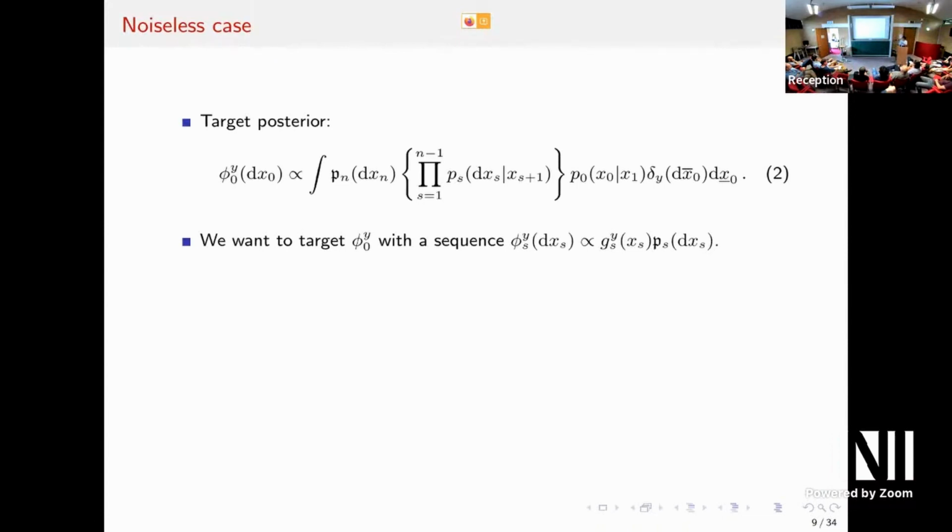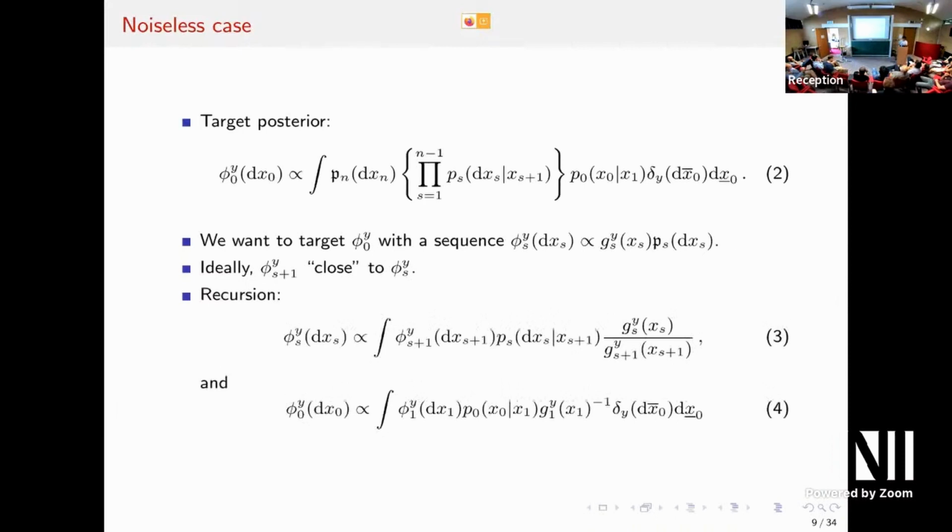Of course, when you add this kind of function, you have some bias. So a way to solve this problem and really get to phi0 is by doing the following recursion. You start with one approximation, you propagate through the backward kernel, and you reweight by this ratio of your guiding functions: the guiding function at time s divided by the guiding function at time s plus 1. In the end, to get the posterior, you just divide by g1 and propagate according to the backward kernel from 1 to 0. Okay, so this is basically the idea.